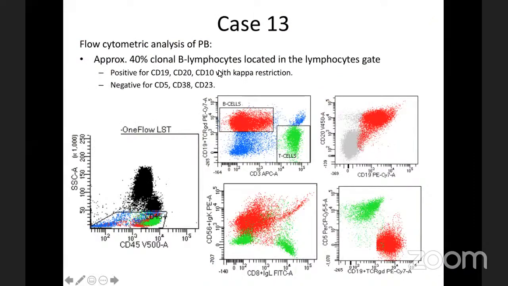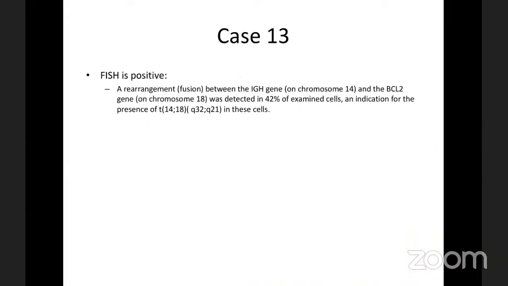Flow on peripheral blood shows approximately 40% clonal B cells in the lymphocyte gate. It's clonal with kappa light chain restriction, and positive for CD19, CD20, CD10, and negative for CD5, CD38, CD23. The FISH is positive for the translocation 14;18. And the patient was diagnosed as follicular lymphoma, not just from the peripheral blood and FISH, but also by lymph node biopsy. So this is a very nice case of follicular lymphoma with peripheral blood involvement.